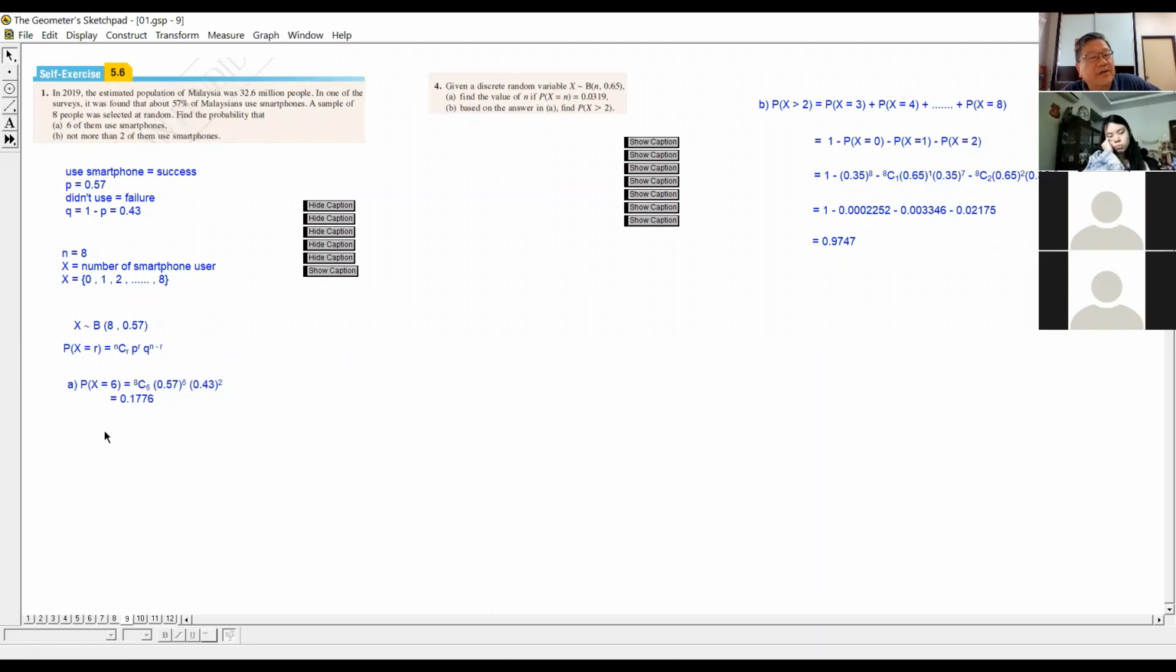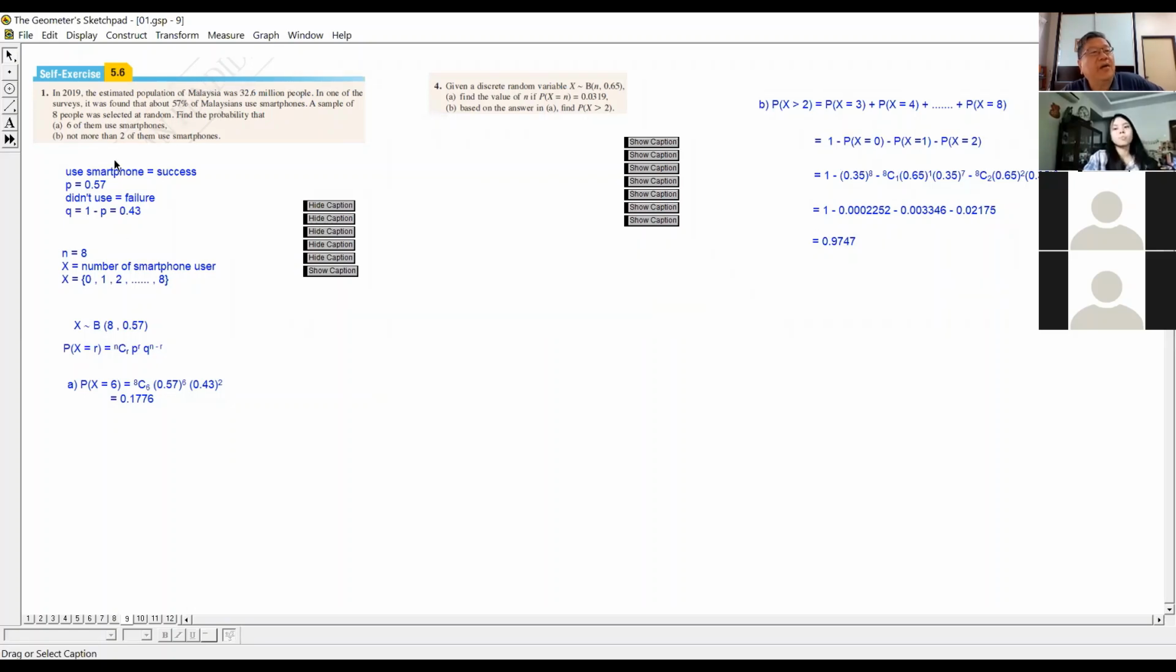So probability of x equal to 6 is 8 choose 6. Success or use smartphone 6 times. Then 2 times, that means 2 of them didn't use smartphone. So you multiply all this together, you get the probability of x equals to 6. So this is the probability of 6 of them using smartphone, right? Because x is the number of people using smartphone. So if 6 of them use smartphone, that means x equals to 6. And x equals to 6, the probability is written like this.